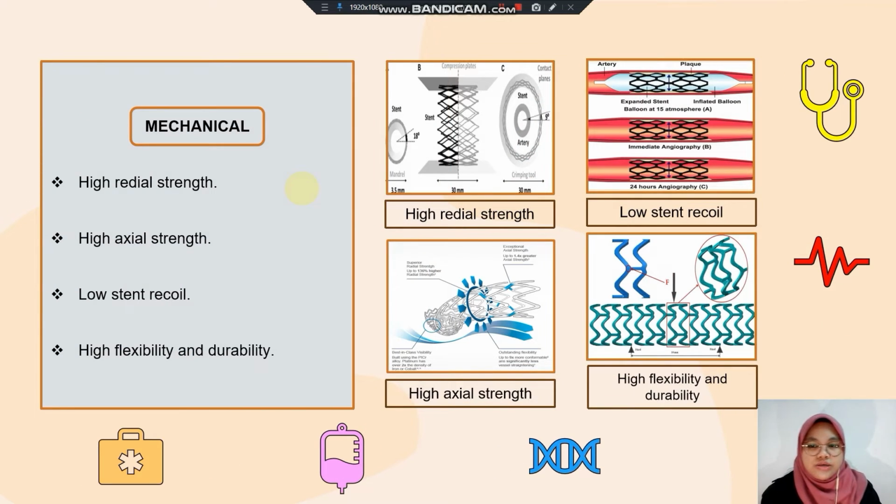In this slide, we talk about mechanical properties. The material we use is platinum chromium. It has high radial strength, high axial strength, low stent recoil, and high flexibility and durability.